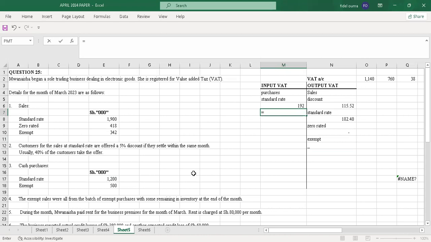Then the next item will be exempt. I told you that for it, you don't tax anything. So just put a dash.